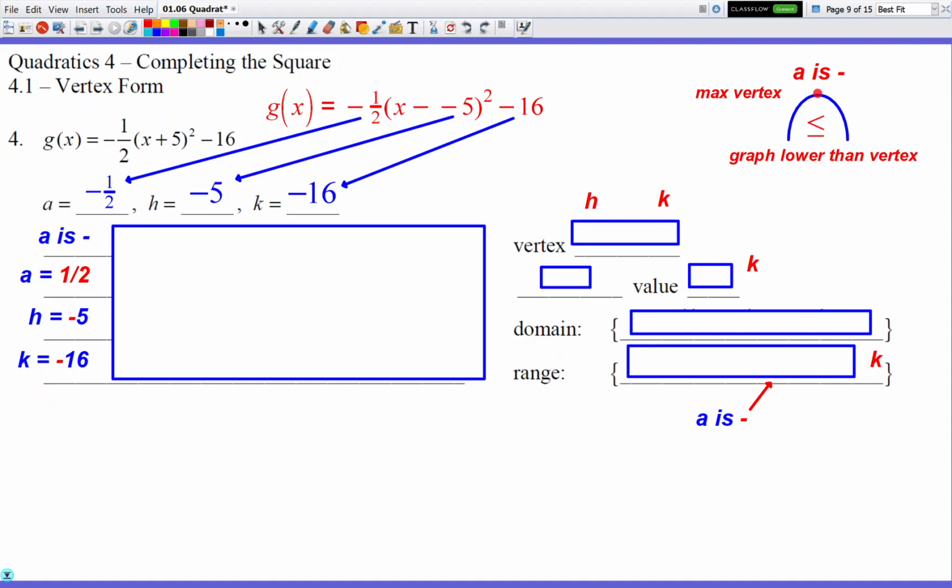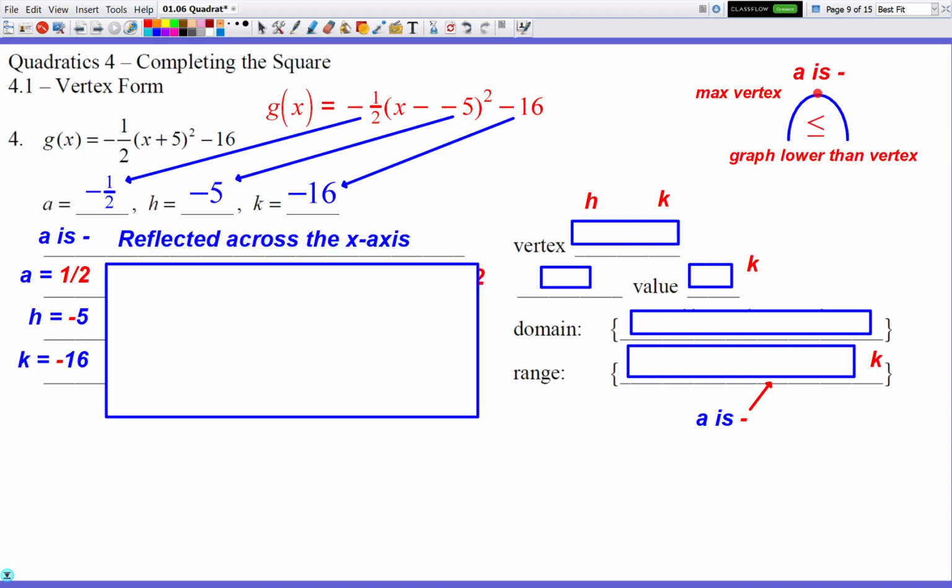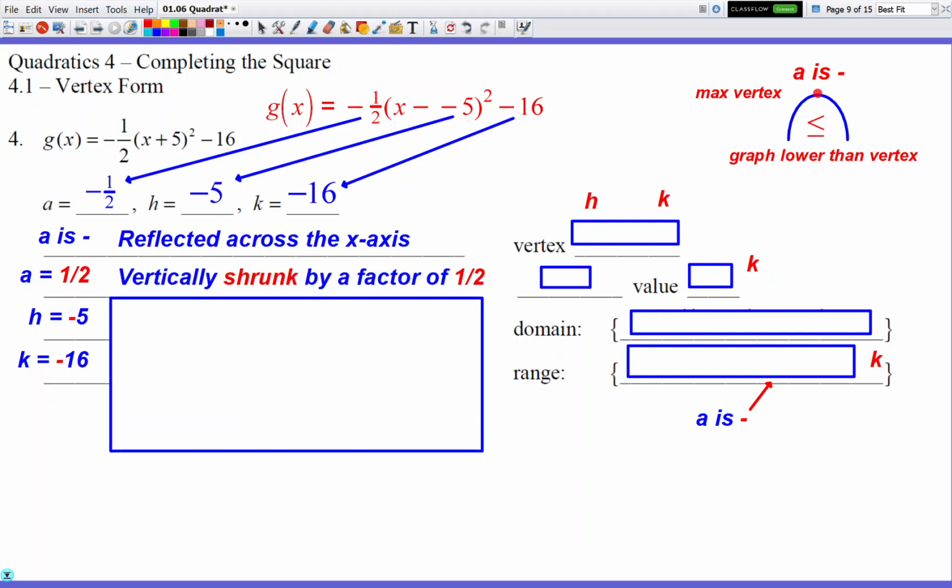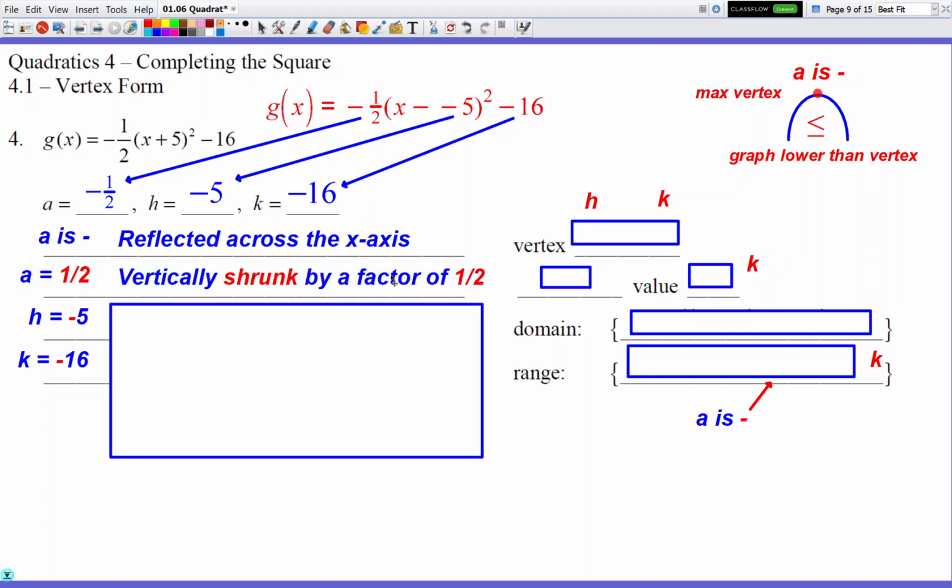So my A value is negative. So we're going to erase the word no or not. And we're just going to say reflected across the x-axis because I erased the word no. A is half. So remember the options: vertically stretched by a factor of, vertically shrunk by a factor of, or no vertical stretch or shrink. So this is half. What happens when you multiply by half? Do numbers get bigger or smaller, or stay the same when I multiply by half? And hopefully you say numbers get smaller. So since numbers get smaller, I'm going to use the words vertically shrunk and then by a factor of half.